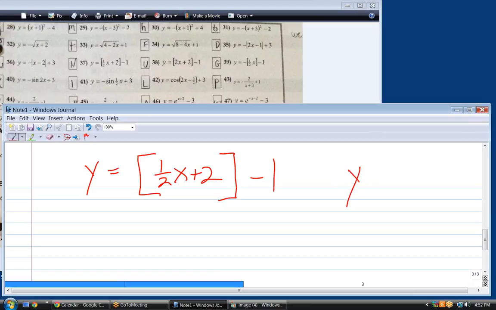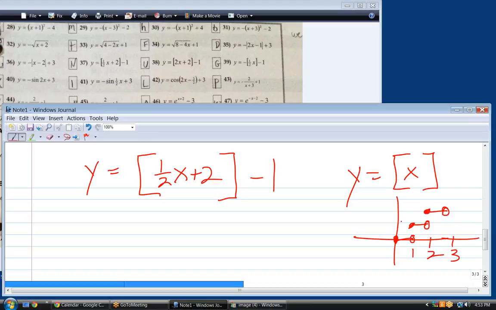So the parent function is y equals greatest integer of x, which looks like this. In other words, the greatest integer of 2.4 is 2. So let's see if we can figure this out based on these translations here.